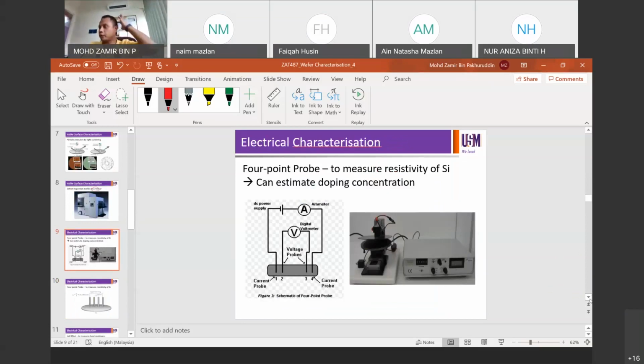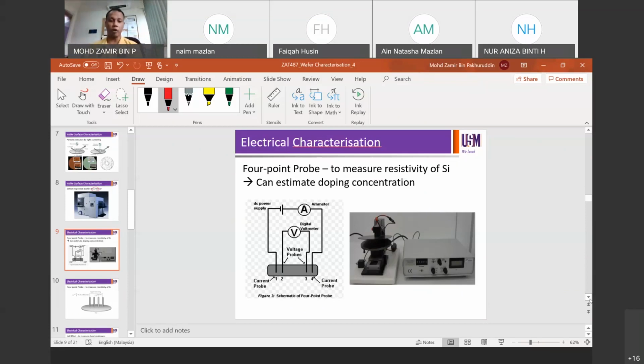Ada orang pernah pakai, any of you pernah pakai 4-point probe in your FYP ke previous project or something? Anyone has ever used 4-point probe? Ada pernah pakai ke 4-point probe waktu FYP? No.